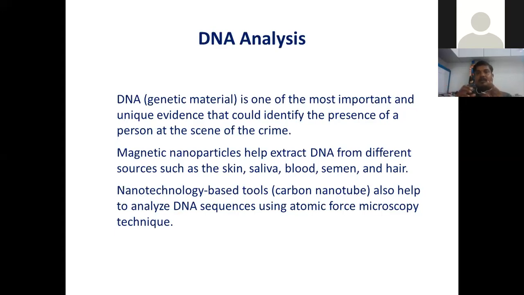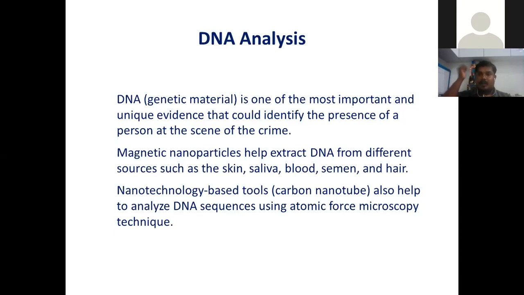If it is a planned crime, it is difficult to find. Here, more than 60% of crimes are unplanned, that is, emotional crimes. We would like to identify particular sources like saliva, skin, blood, semen, and hair. Hair is a very, very small sample.